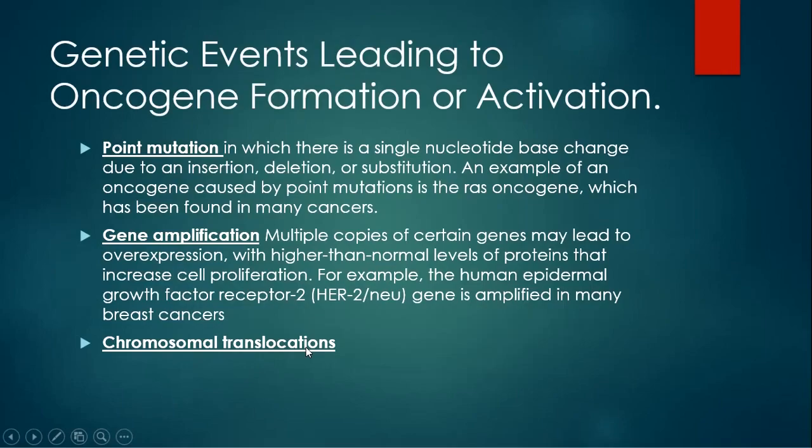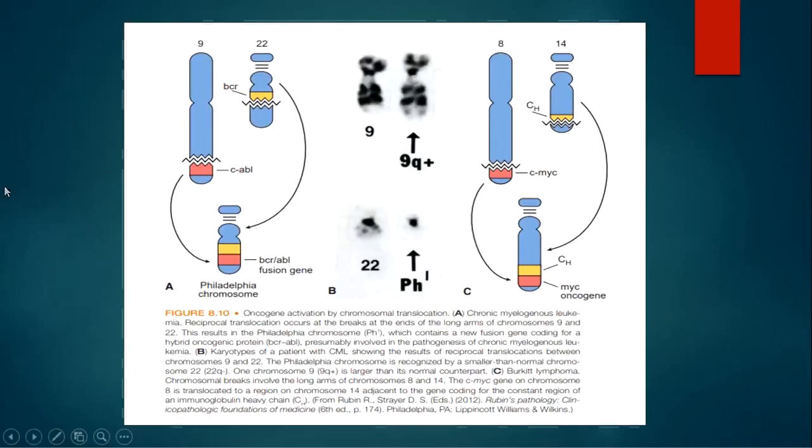Now, to discuss chromosomal translocations, you have to look at this picture. We are going to talk about two examples, A and C. This one is for chronic myeloid leukemia, CML, which is a cancer of the blood, and this one is of Burkitt lymphoma. In chromosomal translocations, you can see two chromosomes here, chromosome 9 and chromosome 22. Translocation means the transfer of a part of one chromosome to another chromosome.